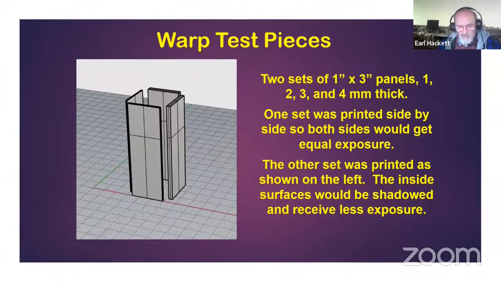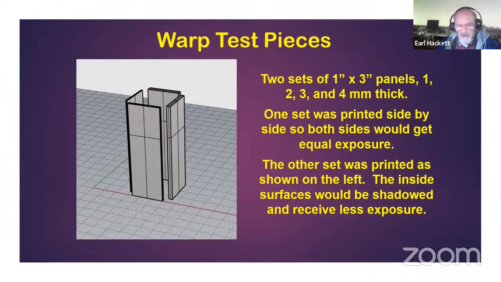When it was all over, this panel, this guy over here, is 1 millimeter thick. He showed, after about a week, a little bit of warpage. Not too bad, but it definitely was bent. Everything else was just flat as a pancake. Not a problem.